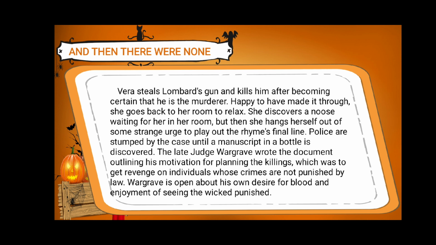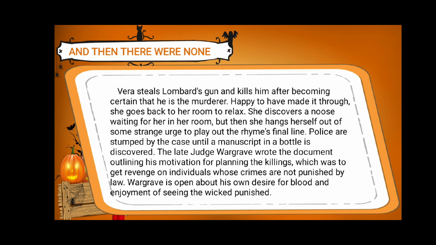She discovers a noose waiting for her in her room, but as she hangs herself, she feels some strange urge to play out the rhyme's final line. Police are stumped by the case until a manuscript in a bottle is discovered. The late Judge Wargrave wrote the document outlining his motivation for planning the killings, which was to get revenge on the individuals whose crimes are not punished by law.